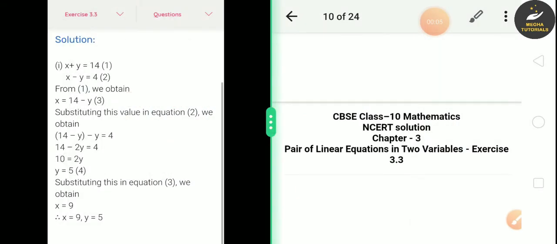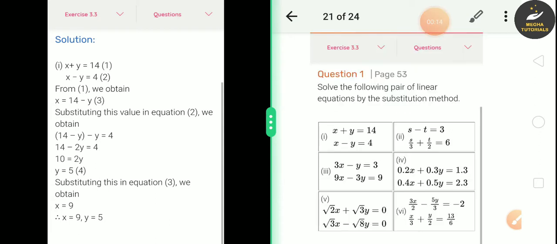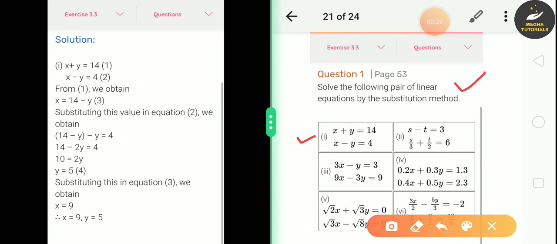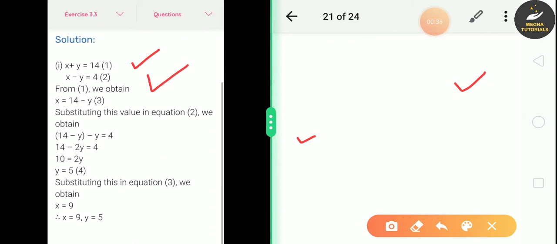CBSE Class 10 Mathematics, Chapter 3, Pair of Linear Equations in Two Variables, Exercise 3.3, Question 1. Solve the following pair of linear equations by the substitution method. The two equations are x plus y is equal to 14 and x minus y is equal to 4. Let us consider equation 1 as x plus y is equal to 14 and equation 2 as x minus y is equal to 4.